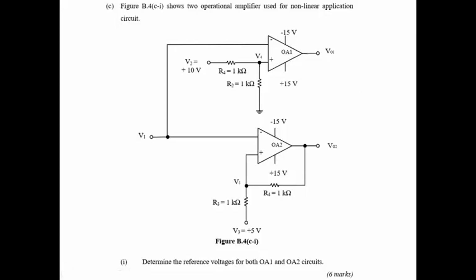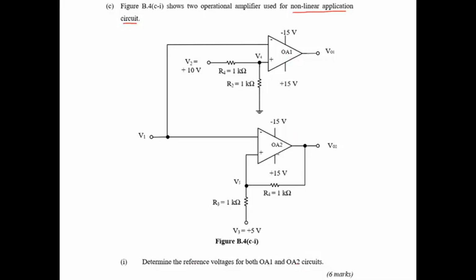This is the last example. The last example is given here. Figure B4 shows two operational amplifiers used for a non-linear application circuit. It's clearly stated here: this is a non-linear application circuit. The question is to determine the reference voltage for both OA1 and OA2.